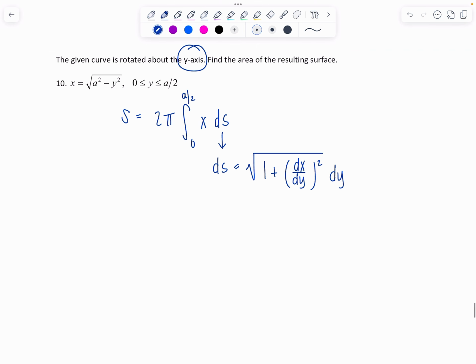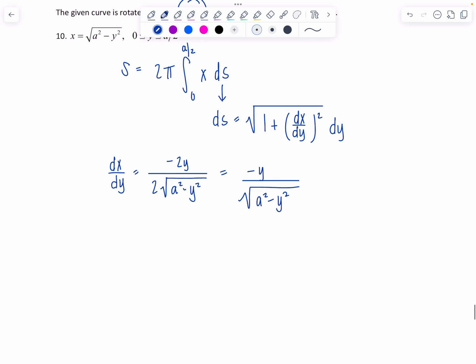So dx dy, let's see. I taught them the shortcut. If you have the derivative of a square root of something, you put 2 times the original radical in the denominator, and then you do the chain rule up top. So this will just be negative y over square root a squared minus y squared, and then square it, dx dy squared.